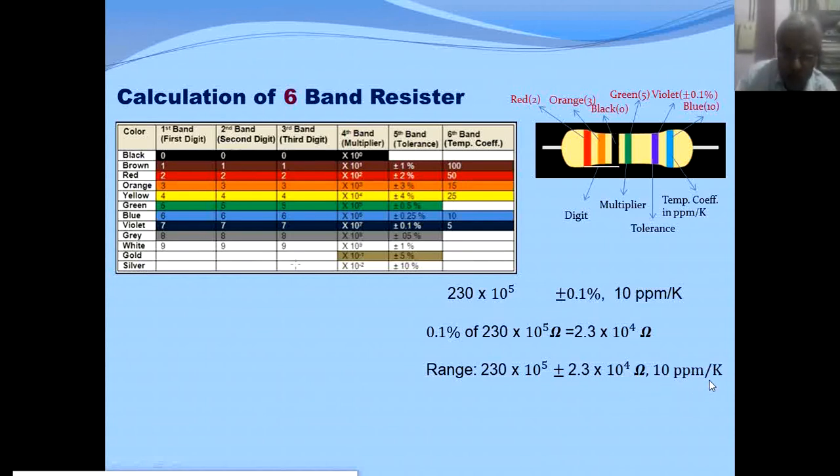If we increase by 1 degree Kelvin, then in 1 million it will increase by 10. If the value of this is 1 million ohms, 10 ohms are added to it, and if we decrease by 1 degree Celsius or Kelvin, then it will decrease by 10 ohms. So these are about the 6-band resistors, and here one more feature is added, that is called the temperature coefficient.